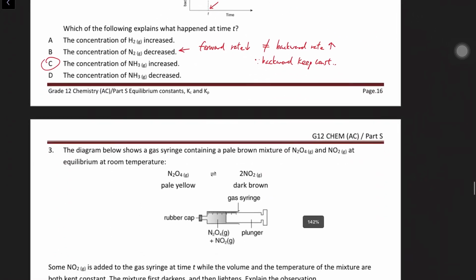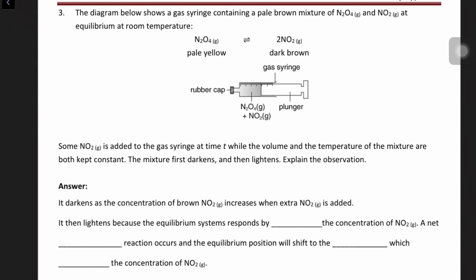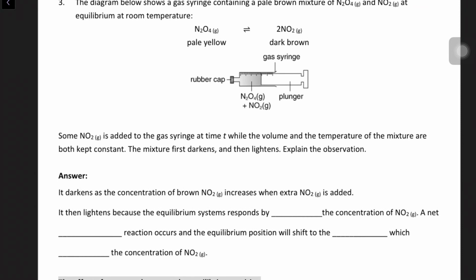Now here is another typical example. The reaction between N2O4 and NO2. Now they appear in different colors, pale yellow and brown. So let's see how it works in a syringe. Some NO2 is added to the syringe at time t, while the volume keeps constant. The mixture first darkens and then lightens.